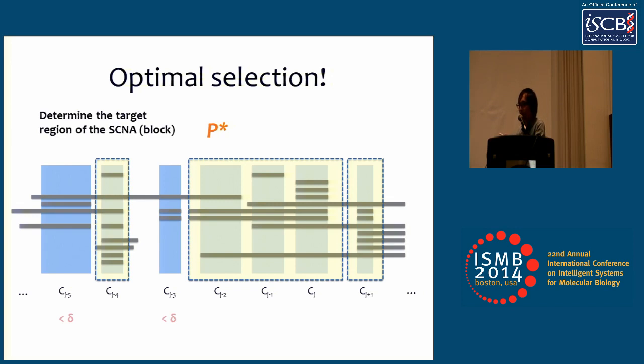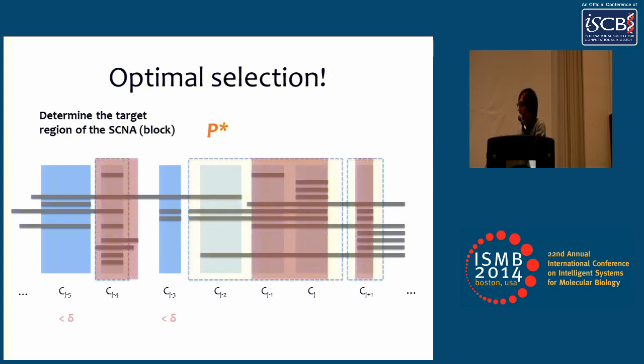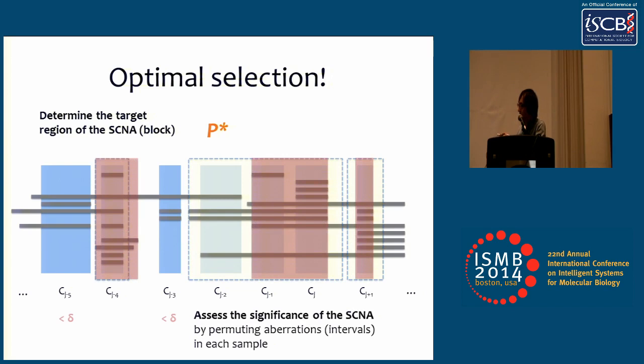And we have two more tasks to do. The first one is to define the target region. And we use a heuristic approach to get this target region based on the boundary point. And also, we assess the significance of the copy number by permutation test. And I won't describe it because it's tedious. So if you are interested, you can go to the paper to see more detail.